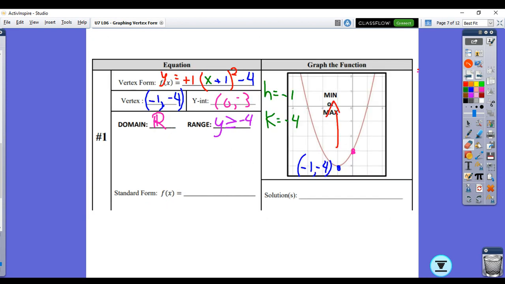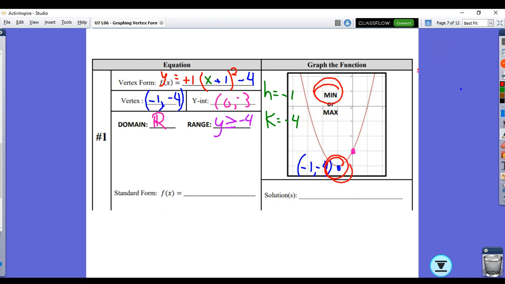So a maximum and a minimum all depends on which direction the parabola is opening, right? Because we're opening up in this case, that means we have a minimum value. So our minimum is our vertex, but that's our minimum.